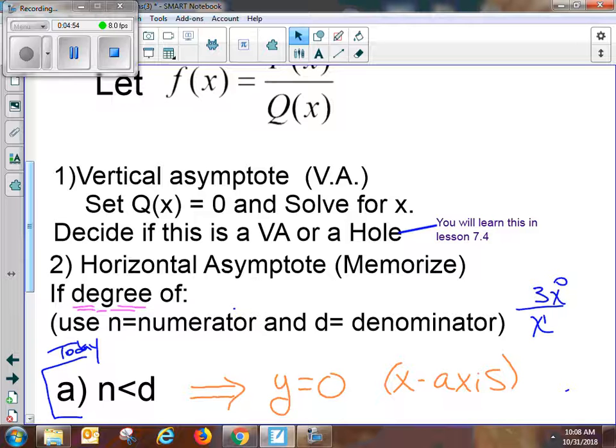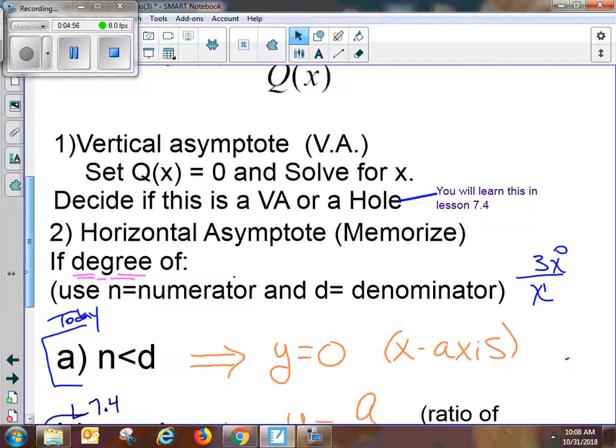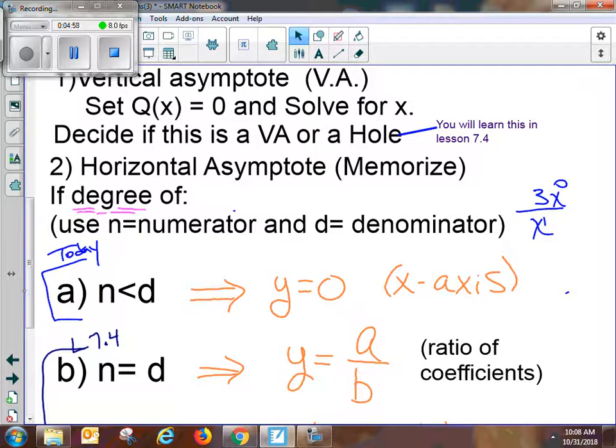Your horizontal asymptote. I'm going to be working with the degrees. Do you know what a degree is? The powers, the exponents? Okay. N stands for numerator, D for denominator. Today, we're just doing this one.